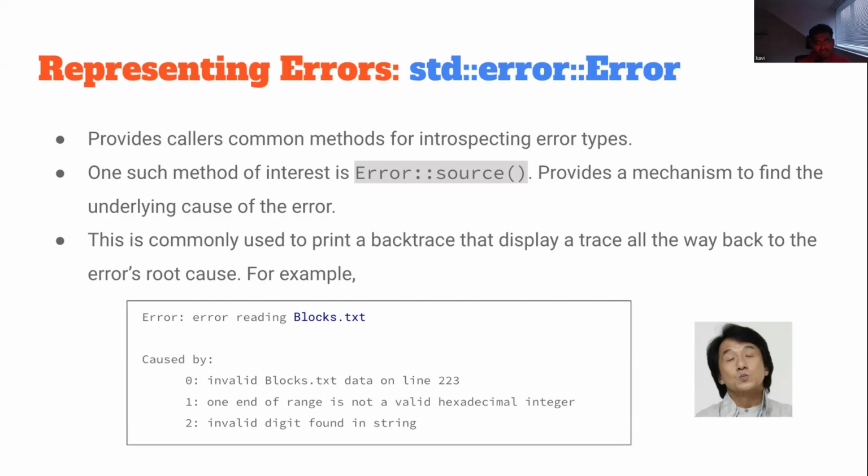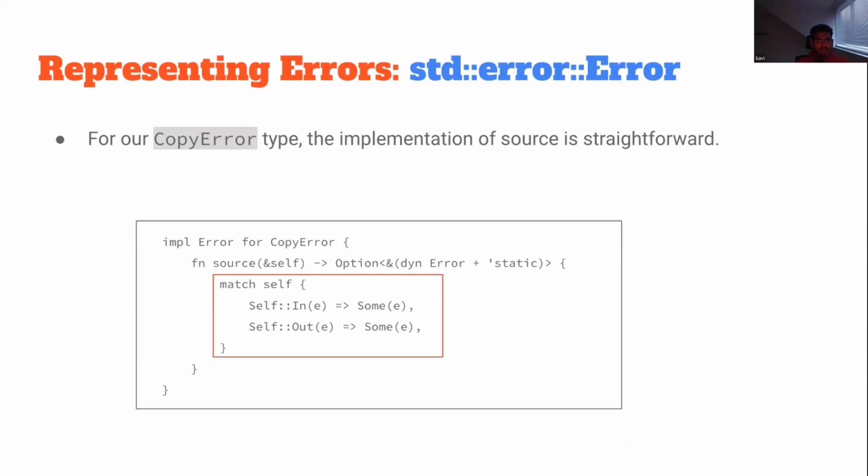So which is basically telling the user what exactly happened with all the information you have, which is good, right? So how does it look for our copy error? Should be straightforward. Like I said, we have our own wrapper, which holds an underlying error, like a network IO error, right? Whenever someone calls source on our copy error, we just return the underlying source of the error, which can be a disk failure or client disconnected, whatever it is.